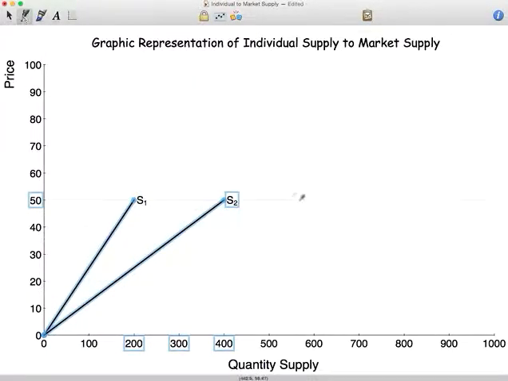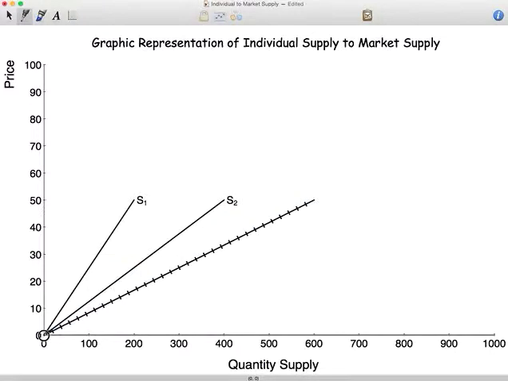So let me draw that in for you. And let me label it. So we have supply market. We'll make it subscript. And we'll make the font bigger so it's easier to see. So this is the market supply curve.